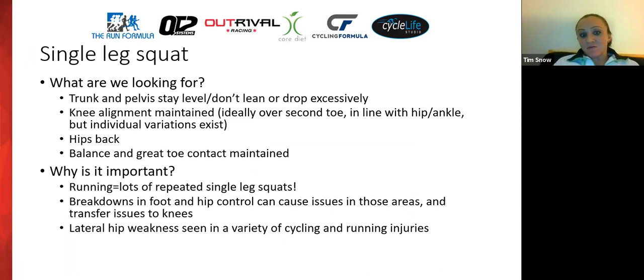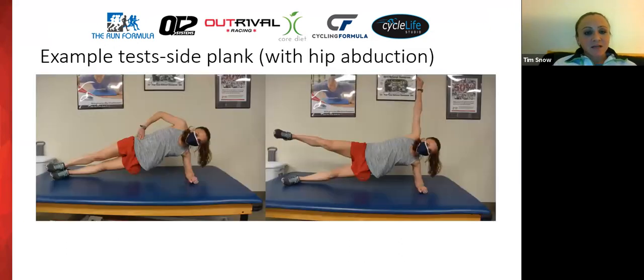So why is this something we would look at? If we think about running at its core, it's just a lot of repeated single leg squats. You land on your leg, you accept weight, you push back off. When you see breakdowns in this, and breakdowns in foot and hip control, it can cause issues in both the foot and the hip, and that will transfer to the knees. The knees sit in between the hip and foot and are driven by what happens there. And as I touched on before, weakness on the outside of the hip is seen with a variety of cycling and running injuries.